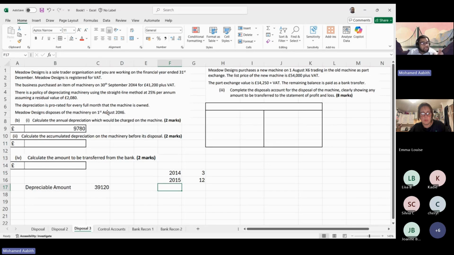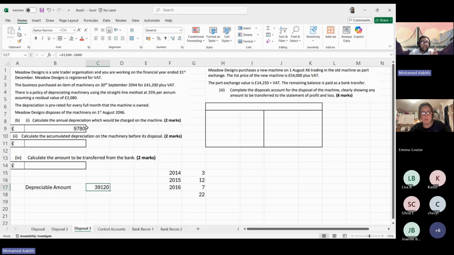That means August is also not counted. Why? We haven't fully used it in that month. We cannot depreciate something that's not been fully owned. It's not used. So therefore, anything before August. So that means January, February, March, April, May, June, July. 7 more months there. So here 2016, I will have 7 more months and I need to find out the total number of months I have used it. I have used it for 22 months.